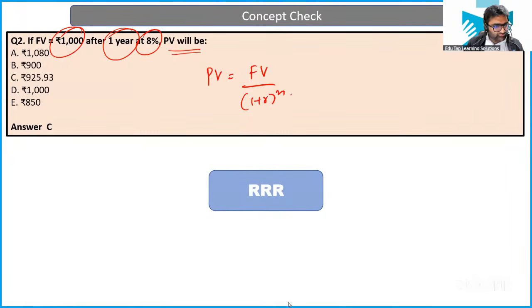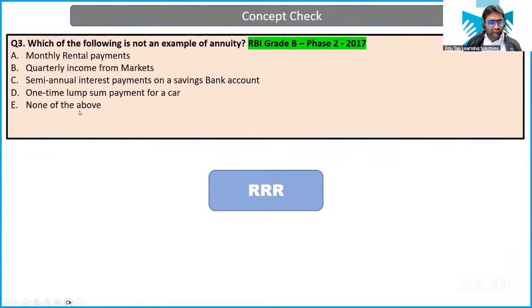So yes, almost all of you have answered it absolutely right. Here we have the future value 1000 divided by 1 plus r, 1 plus 0.08, 8% has to be written like this, and year is 1. So if you do this division, 1000 by 1.08, you are going to get an answer of 925.93. Okay, moving to the next part.